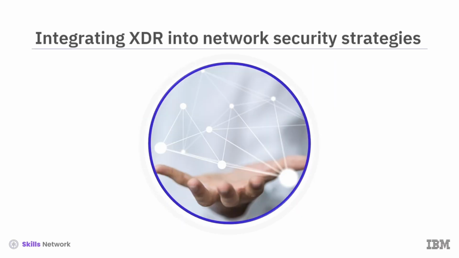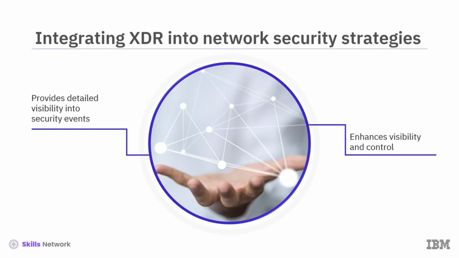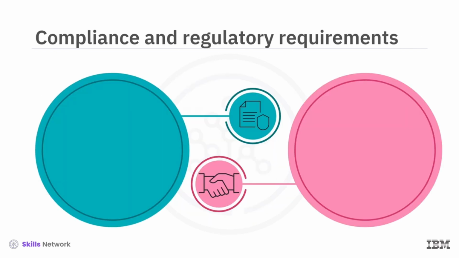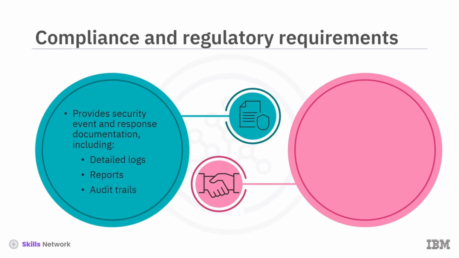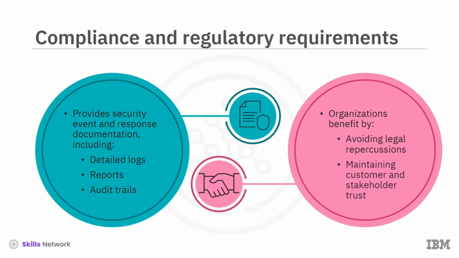With its combined capabilities, XDR platforms provide detailed visibility into security events across the entire IT environment. This visibility helps security teams detect and respond to threats more effectively, ensuring better control over the organization's security. Many regulatory standards require organizations to implement measures to protect sensitive data. XDR helps organizations meet these requirements by providing detailed logs, reports, and audit trails of security events and responses. This is essential for avoiding legal repercussions and maintaining trust with customers and stakeholders.